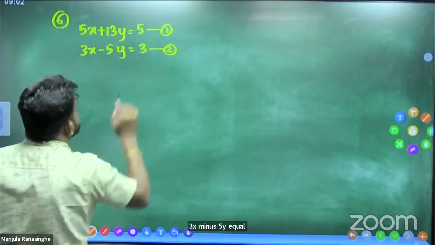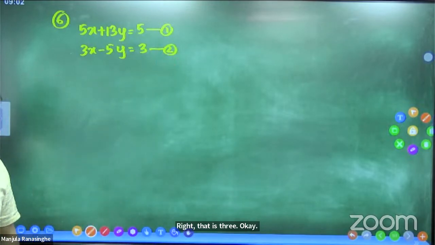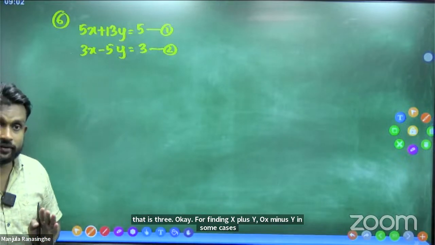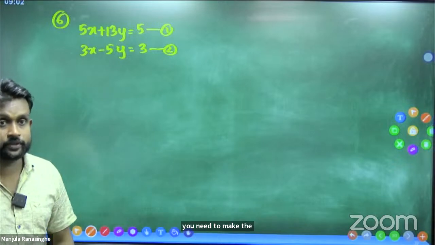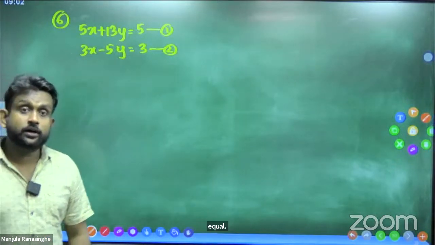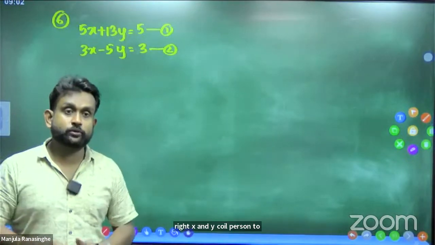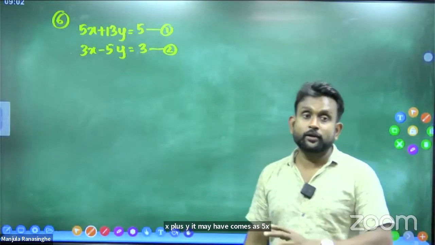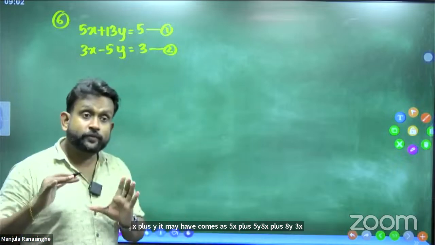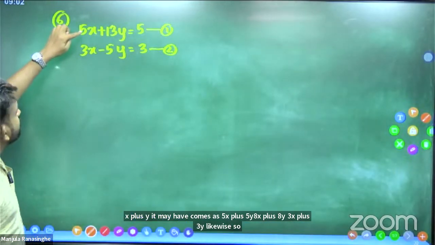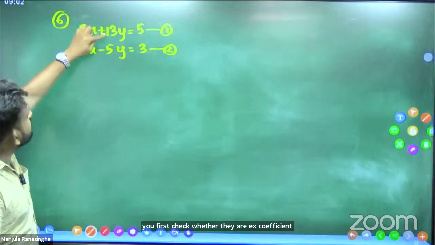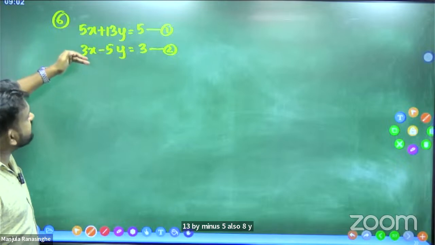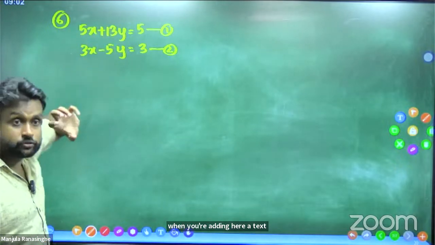For finding x plus y or x minus y in some cases, you need to make the x and y coefficients equal. To take x plus y, it may come as 5x plus 5y, 8x plus 8y, 3x plus 3y, likewise. So you first check whether the x coefficients are the same. 5x plus 3x is 8x, 13y minus 5y is also 8y. When you add, 8x builds up and 8y builds up. So your purpose is done.